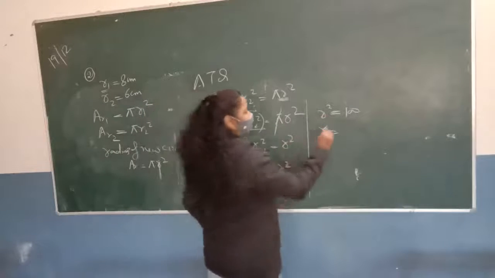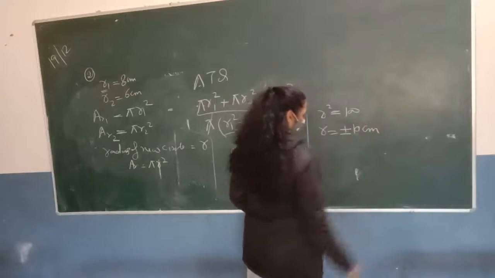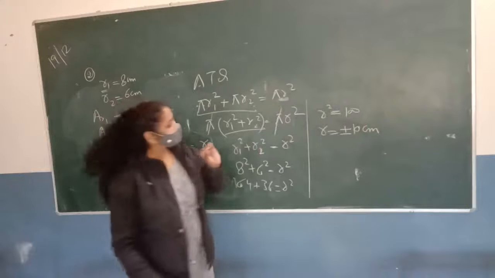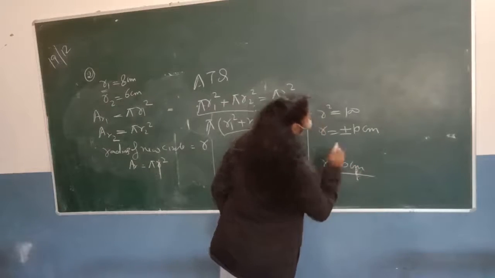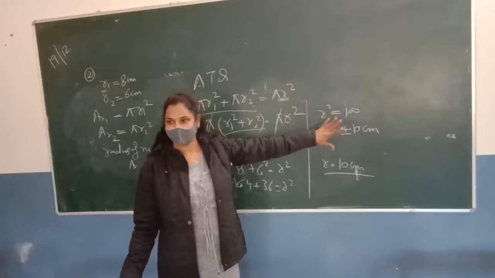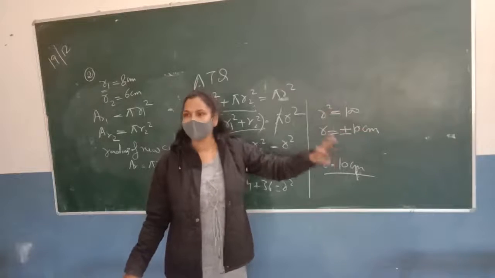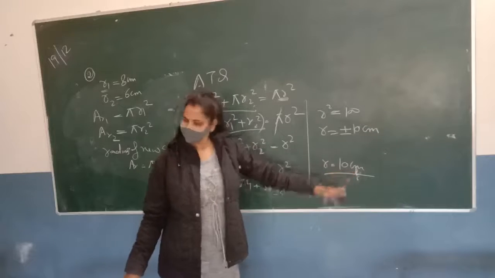But you have to write, because you are taking the square root of this number, it is very important that we write plus and minus 10 centimeter. After that you will write that negative value cannot be possible. So the radius of the new circle is equal to 10 centimeter. You have to mention both the signs, plus and minus, with this value. But after that you will write that negative radius is not possible. So the radius of the new circle is 10 centimeter. Please start with this.